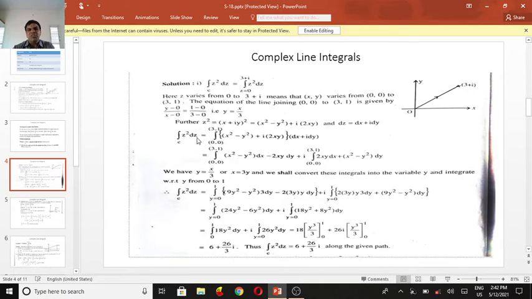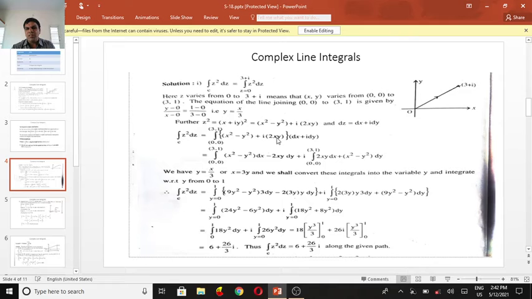Substituting the formula, the integral of z² dz is equal to the integral over x, y varying from (0,0) to (3,1). Again, what is z²? Substituting, z² is x² − y² + i times 2xy. Again, dz is dx + i dy. Again I come to the formula: the integral from (0,0) to (3,1) of (x² − y²) dx.